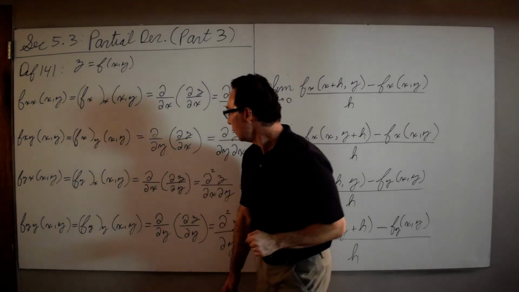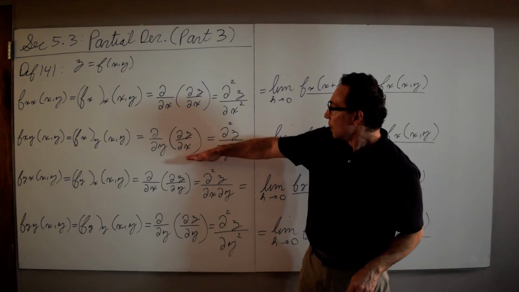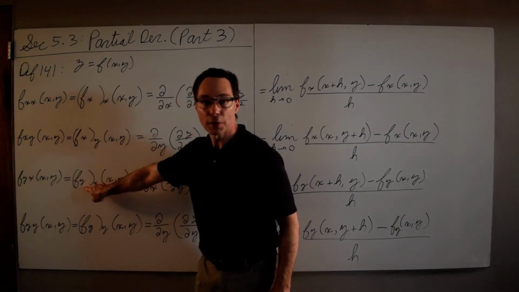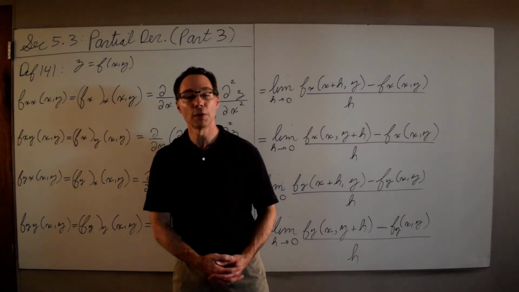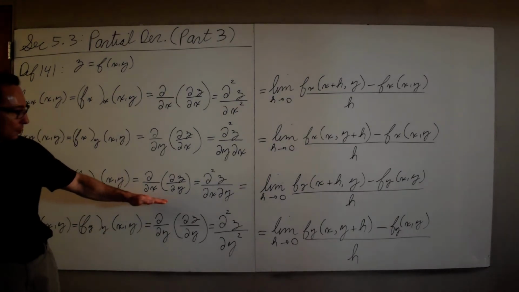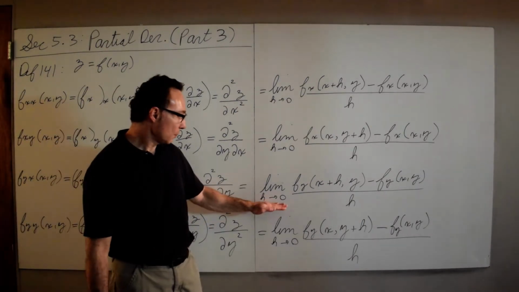We do the same thing here. We start with the partial derivative with respect to y, take the partial derivative with respect to x. We have analogous notation, and then we have the limits.